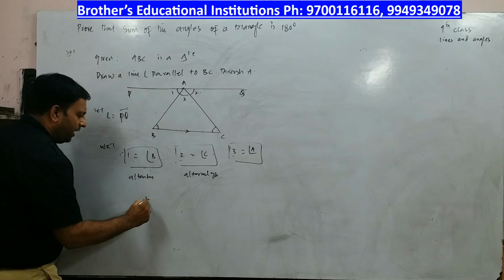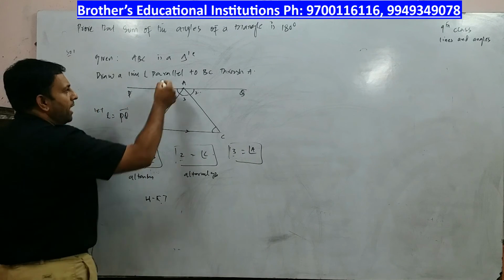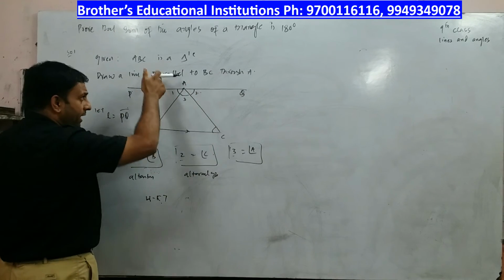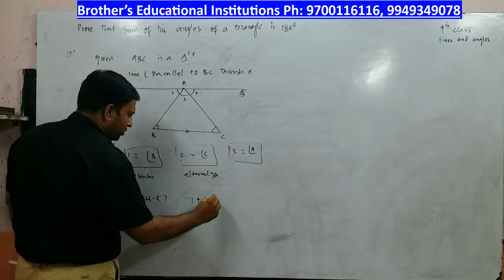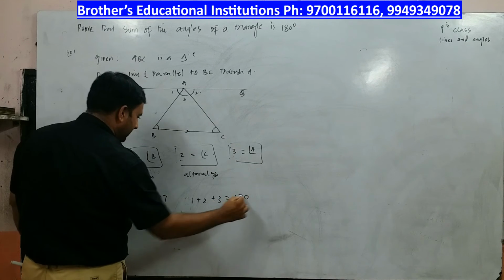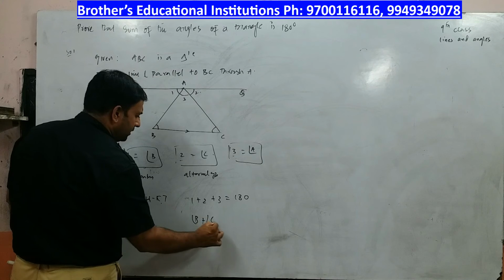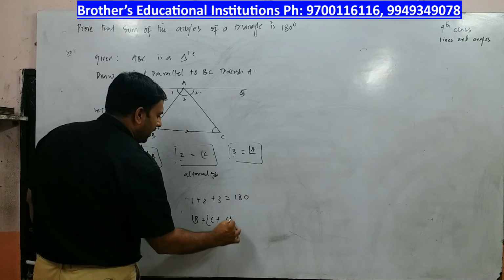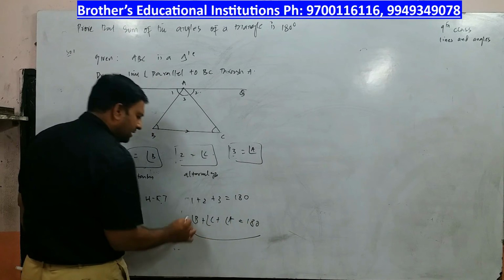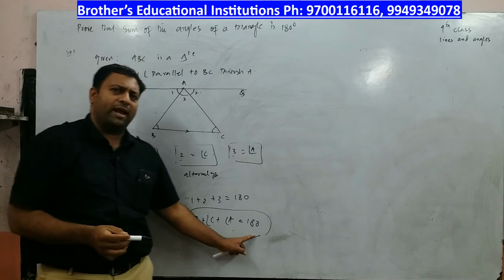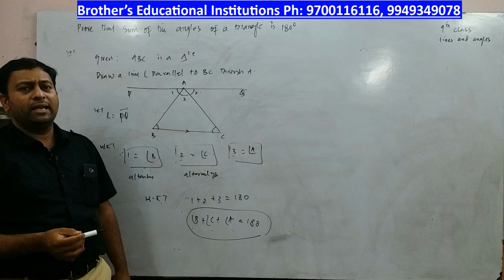Alright. Now we know that the sum of angles on a line is equal to 180 degrees. 1 plus 2 plus 3 is equal to 180 degrees. What is angle 1? Angle B. What is 2? Angle C. Plus what is 3? Angle A is equal to 180 degrees. Hence, I can say, what are A, B and C? The sum of the angles of a triangle is equal to 180 degrees.